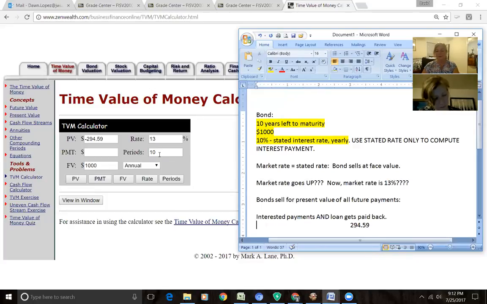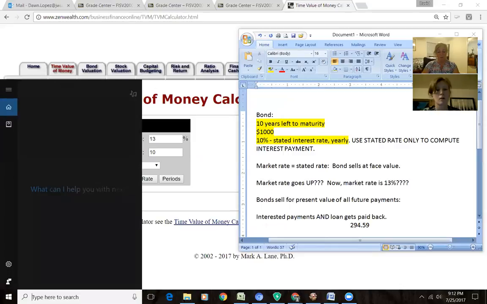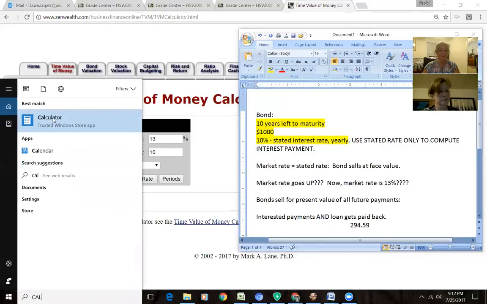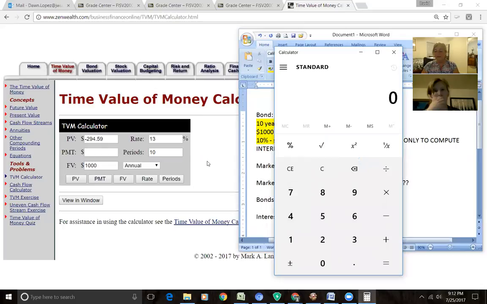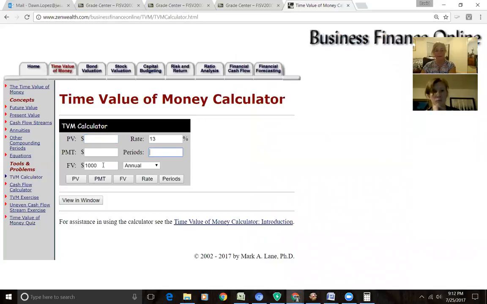What we need to figure out is, okay, how about these interest payments? Remember I said we use this stated rate to compute the interest payment. So just a regular calculator here, not a time value one. If my bond is $1,000 and I get a 10% interest payment on that every year, I'm getting $100 a year interest payment. So I'm going to clear all this. And basically, now this is payment because I'm getting it a series of equal times. So I'm getting $100 a year every year. I'm going to get it for 10 years.